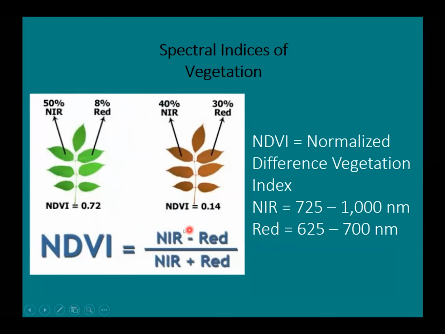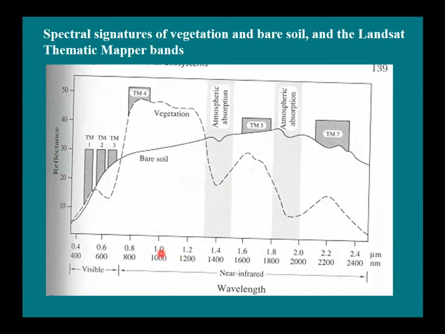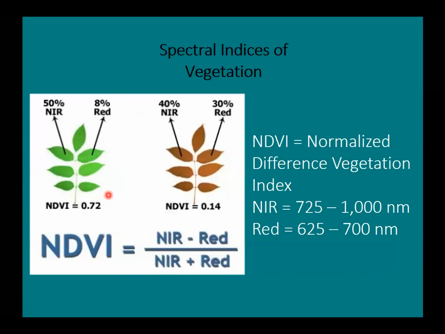So it looks at the difference between the near infrared reflectance and the red reflectance. That's the difference part of the term. And then it divides by the sum of the near infrared and the red, and that's the normalized part. So it's the normalized difference vegetation index. And going back, you can see that the difference between the near infrared and the red will tell you a lot about how much vegetation you have.